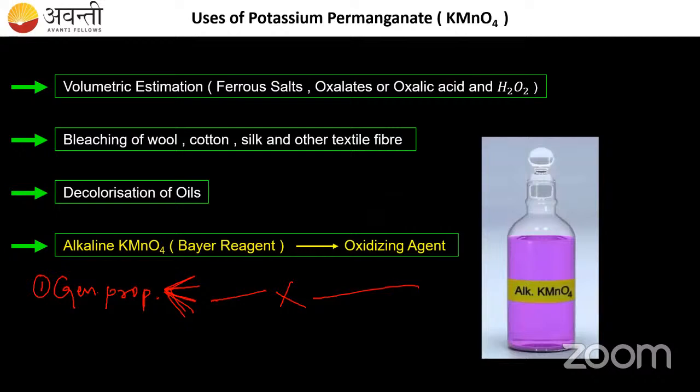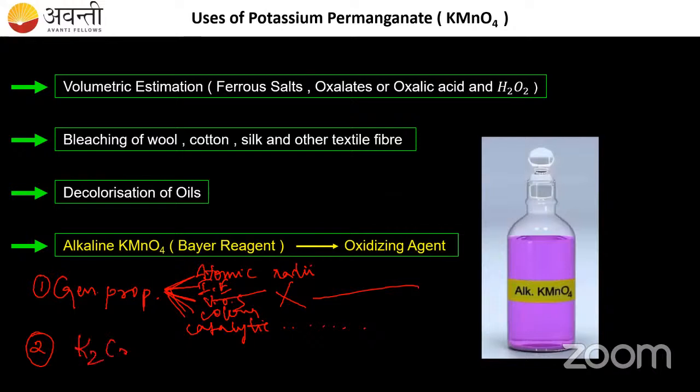Now you remember. What was the first general property? It was atomic and ionic radii, no? Atomic and ionic radii. Yeah. And the second is ionization enthalpy. Then color, formation of colored compounds, variable oxidation state, catalytic property, magnetic property, etc. So the second most important topic is the compounds.